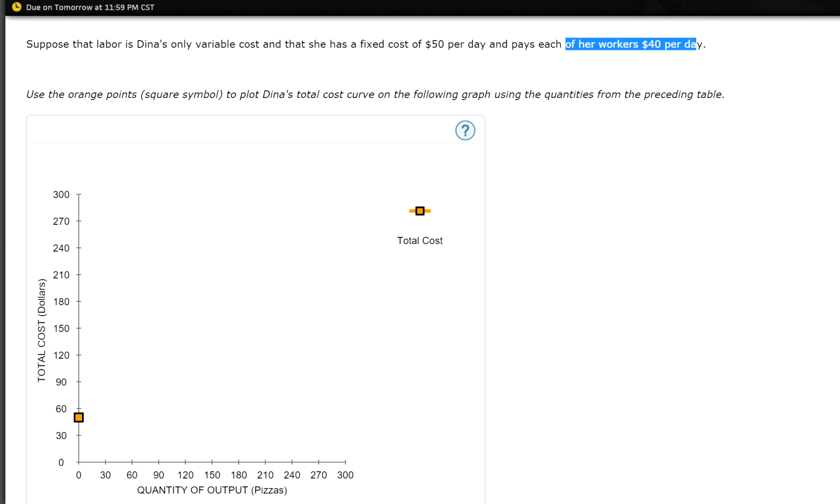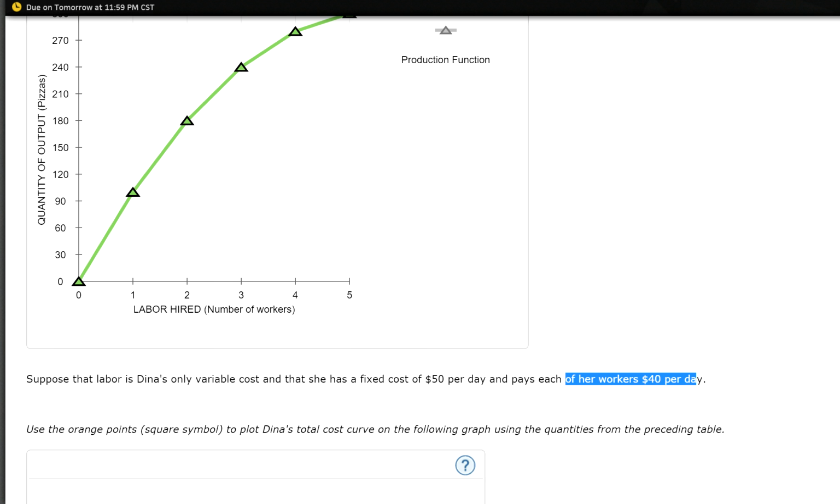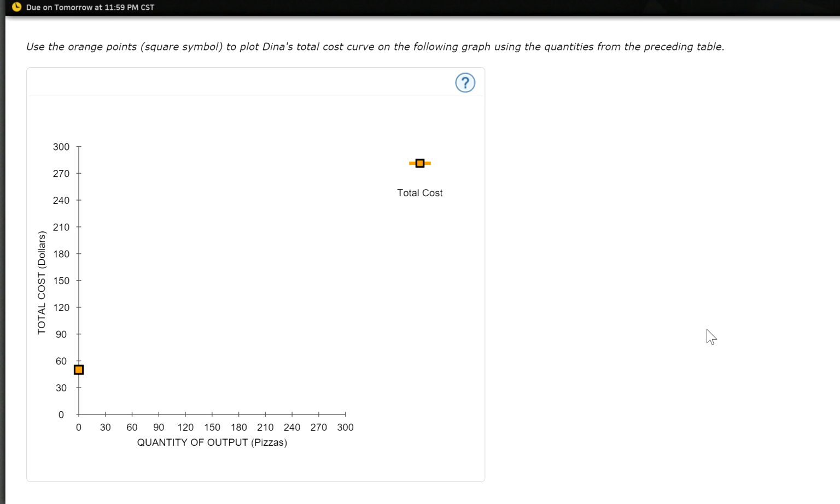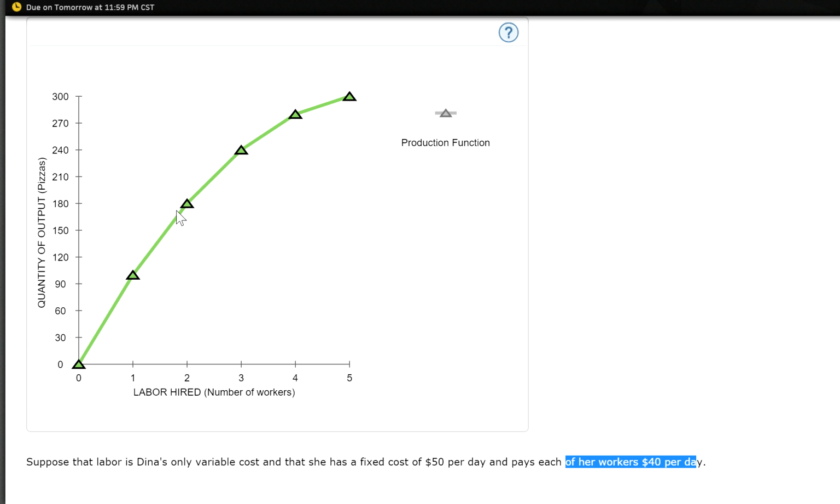Now for the next point, let's look at 100 pizzas. At 100 pizzas, we're going to hire one worker. Your cost per worker is $40 per day, so we're going to pay 40 for the worker. And don't forget your fixed cost, which is also 50. So the total cost for 100 pizzas will be $90. That's because $50 is your fixed cost for ovens and 40 is for the extra worker you're going to bring into the company.